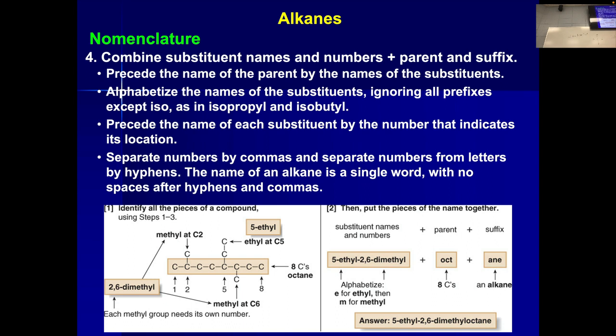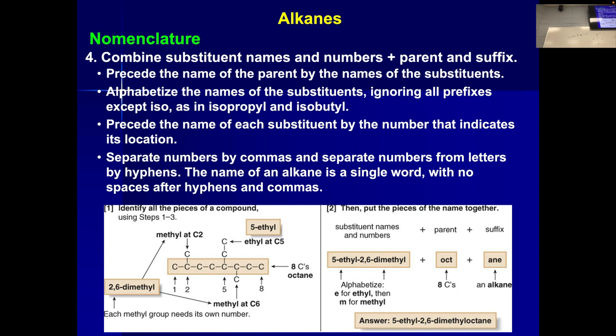All right? So I know that the parent is oct because there's 8 carbons in the longest chain. I know it's a pure hydrocarbon, so the ending is a-n-e, so it's octane. This is 5-ethyl-2,6-dimethyl-octane. What does that tell me? It tells me I've got 8 carbons in the longest chain. At carbons 2 and 6, I've got a methyl group, and at carbon 5, I've got an ethyl group. I can put that name into a computer, and it will draw the structure for me. I have a program that does that. And it can do that because this is systematic.